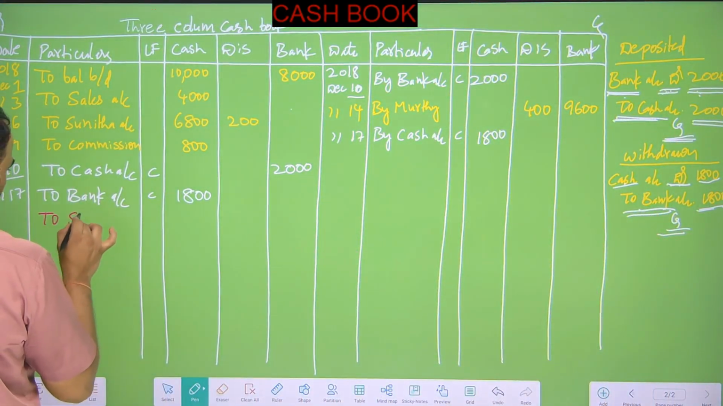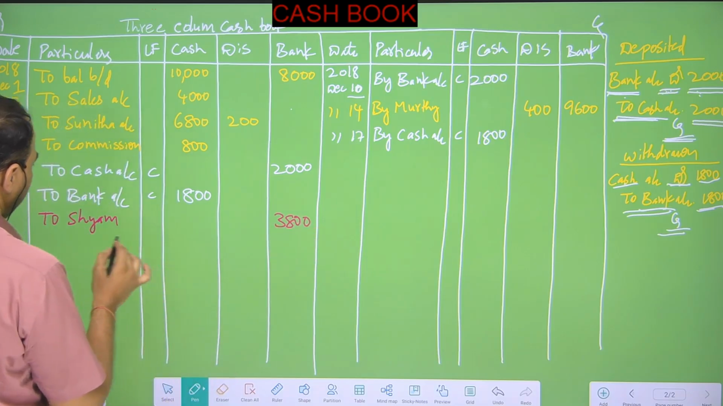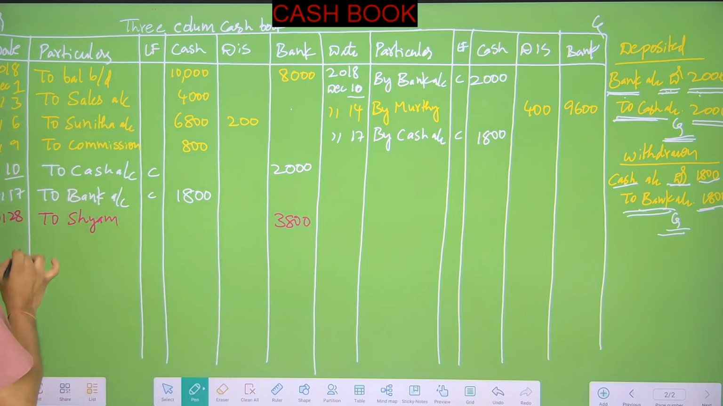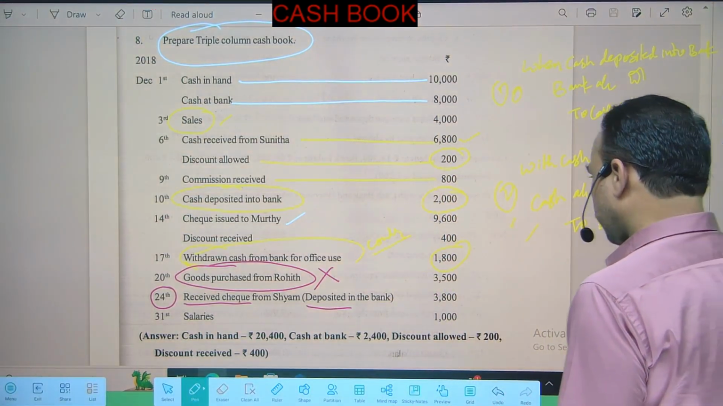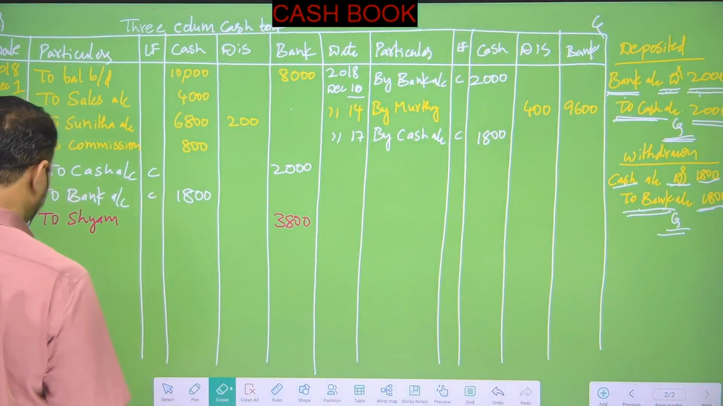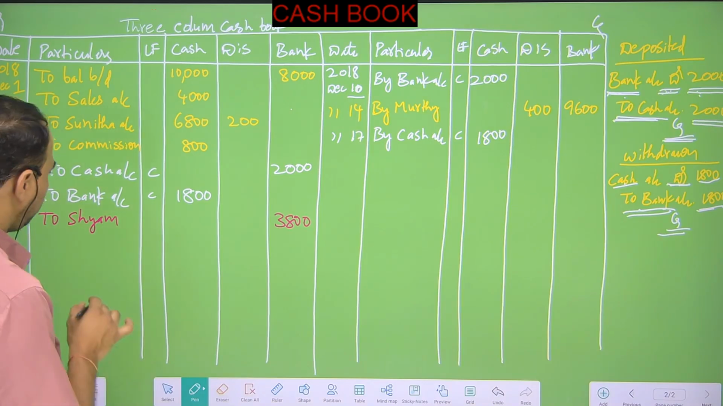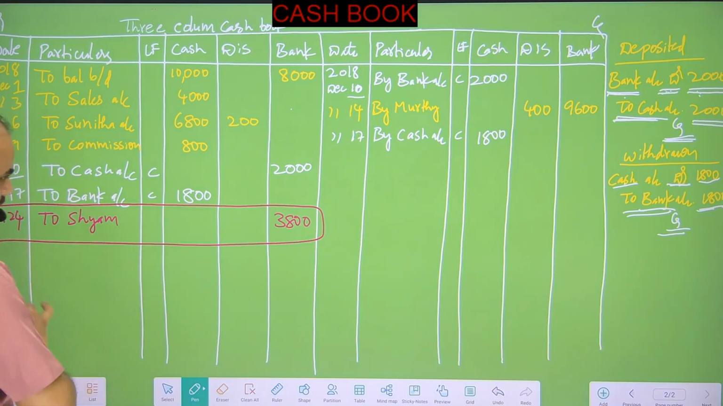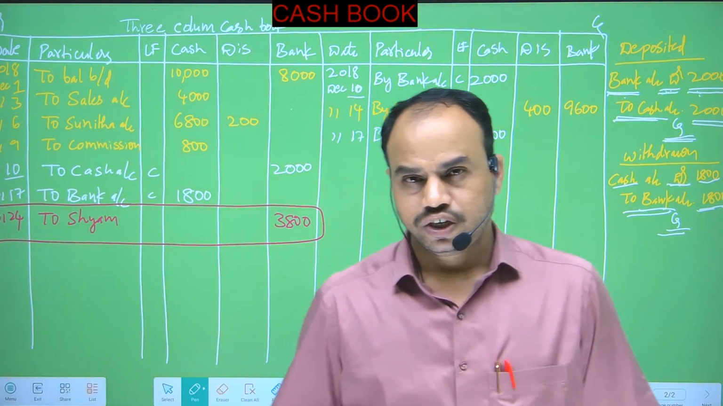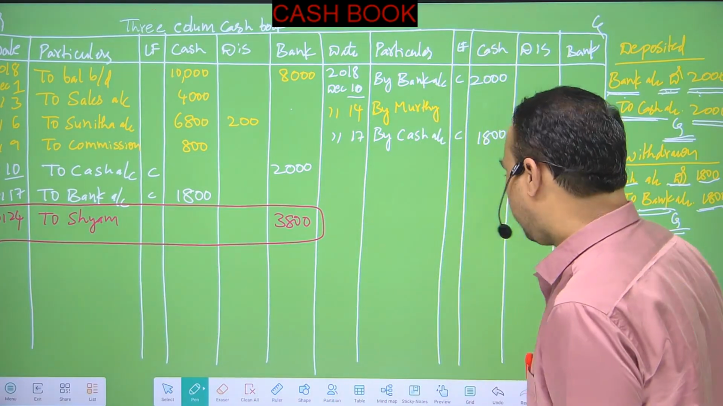To Shyam, amount write in bank column 3800. And whatever date is given, I think 24th, so that date we have to write. This is a very very important transaction, on the 24th date, beta. I am keeping this one in brackets because this is very very important. Cheque received and deposited in the bank on the same day, so the amount we have to write in the bank column.